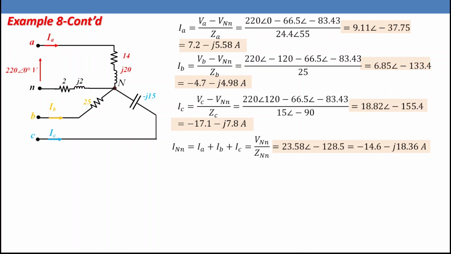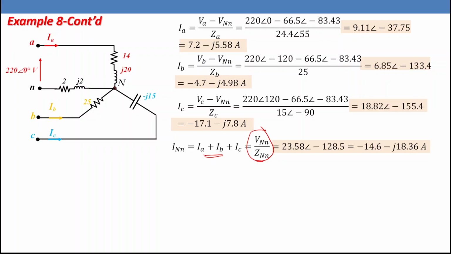Now we can calculate the neutral current, which is Ia plus Ib plus Ic, but at the same time Vn over Zn. We have the same magnitude and angle if we use this equation or this equation. So that one equals 23.58 angle minus 128.5.